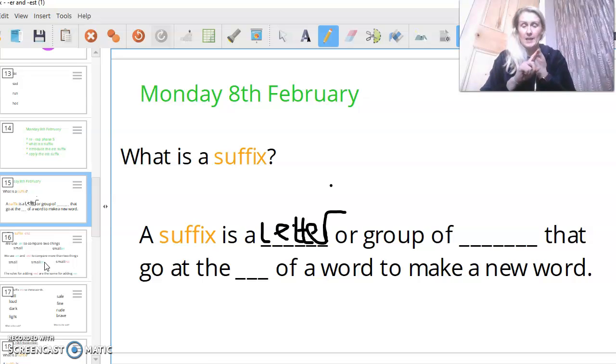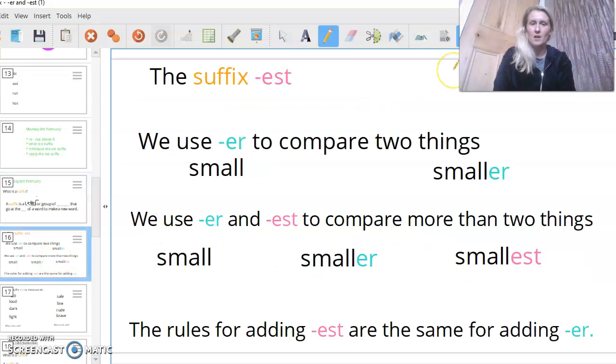We've already looked at the ed suffix. We've looked at the ing suffix. I think that's it. So today we're going to look at the est suffix, and it's got est at the end of that. So let's have a look at this.